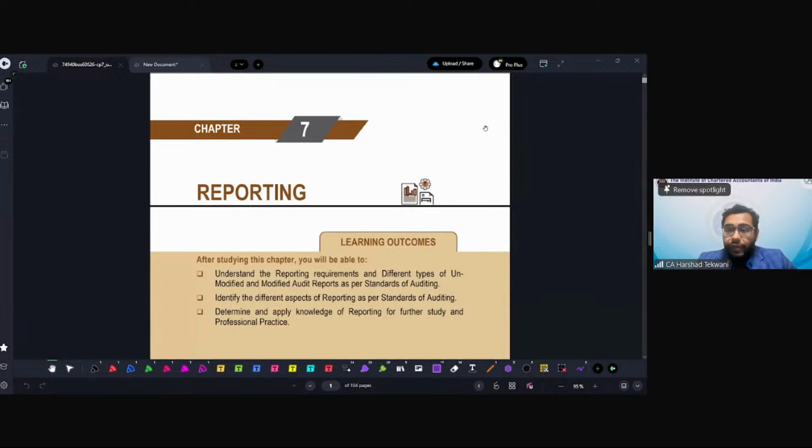So today we are going to start a very important topic. Now that topic is chapter number 7, that is reporting. What we will be basically understanding here is the reporting part of the audit report, like how to draft the report, what are the contents of the audit report, and how we need to prepare this particular report.